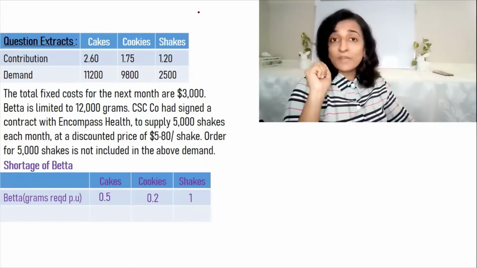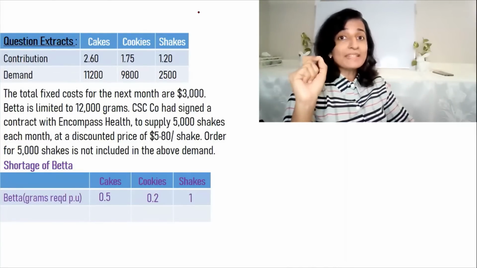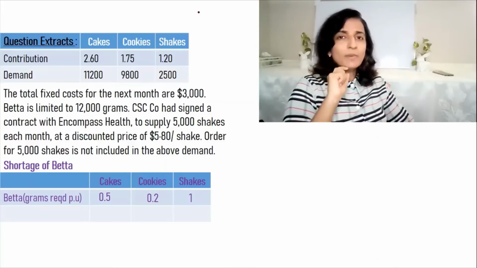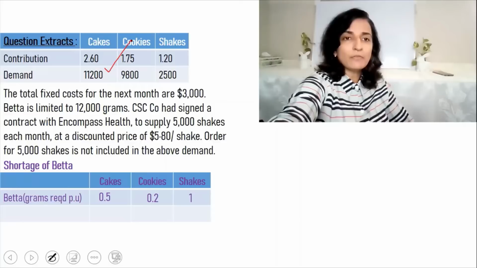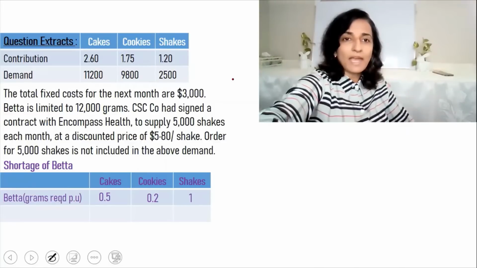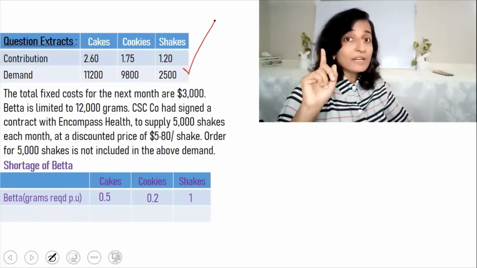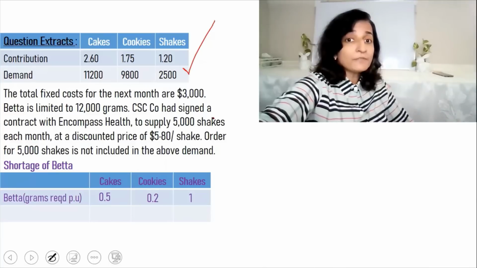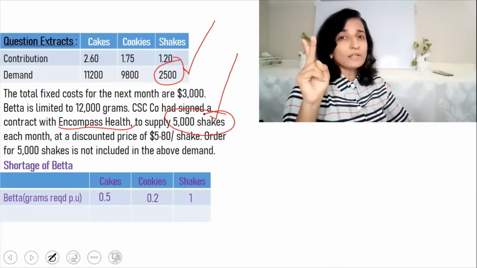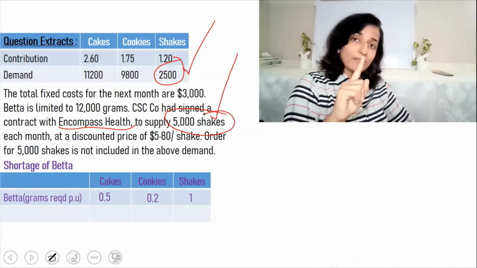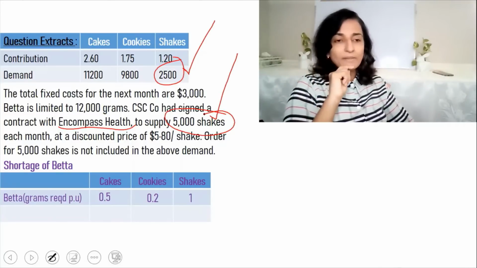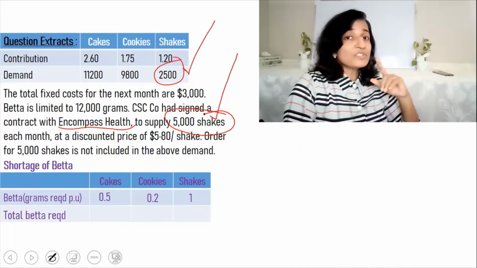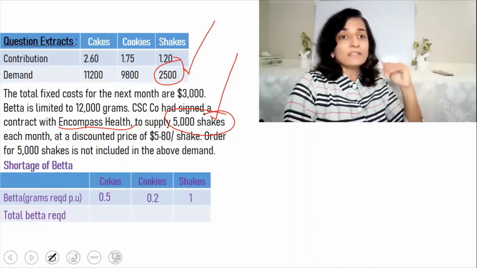Now the next step is to find out how much Beta is required for CSC company. So let's check the demand of each product. The demand of cakes is 11,200, for cookies 9,800, and for shakes it is 2,500 plus 5,000 shakes. So the total demand of shakes will be 2,500 plus 5,000, or 7,500. Now tell me, what is the total Beta which is required for satisfying this demand?